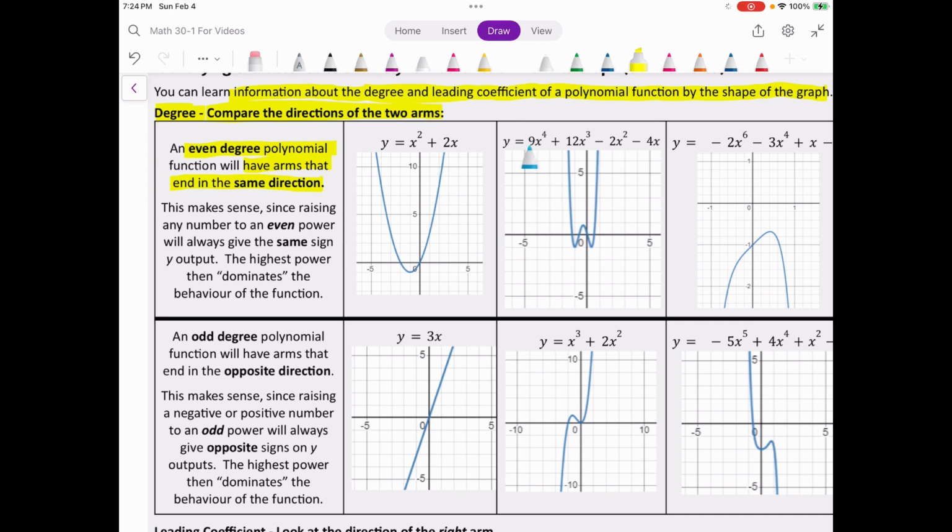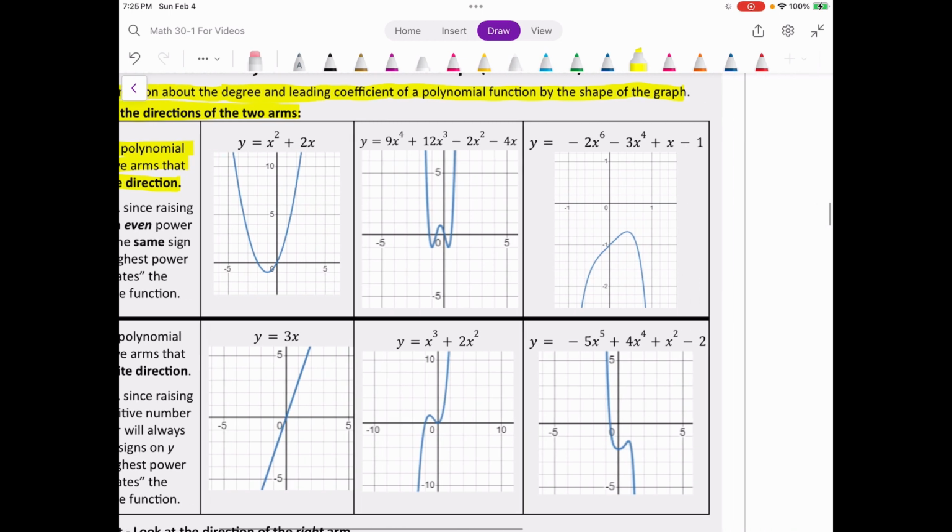Here is the graph of this, 9x to the power of 4, even degree, degree of 4. Right arm goes up, left arm goes up. As x goes to positive infinity, y goes to positive infinity. Same thing as x goes to negative infinity, y goes to positive infinity. Here's one, negative 2x to the power of 6 minus 3x to the power of 4, and so on. So degree of 6.